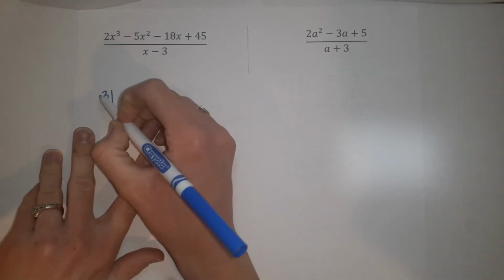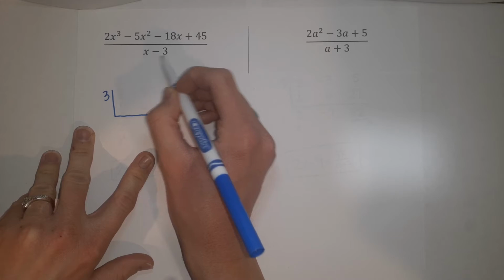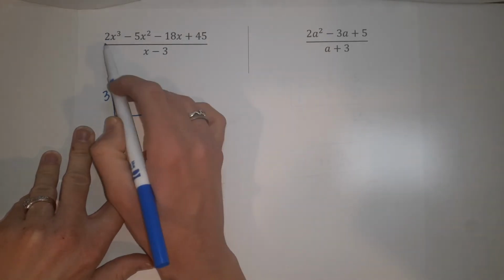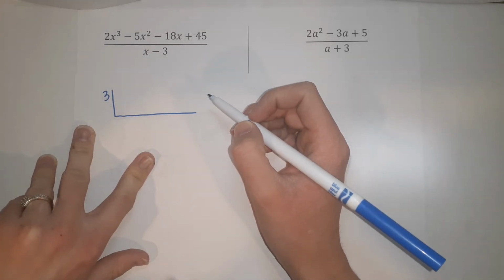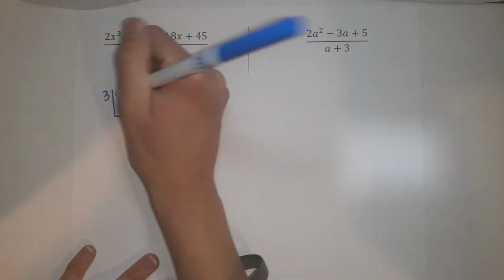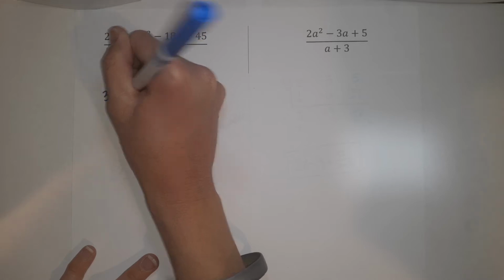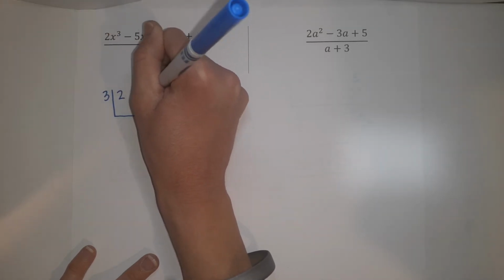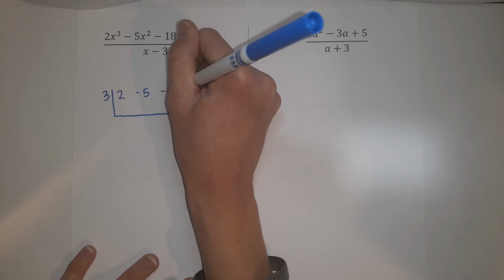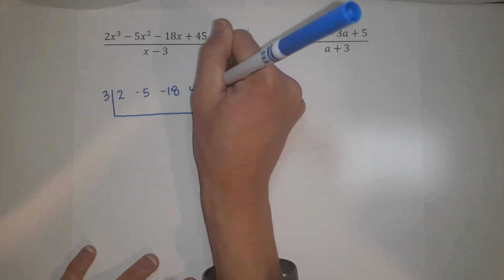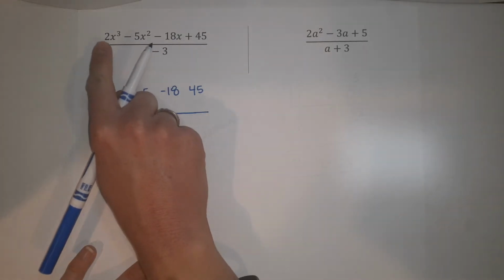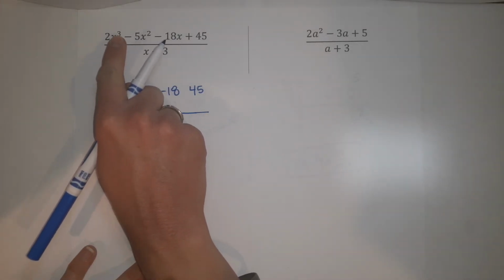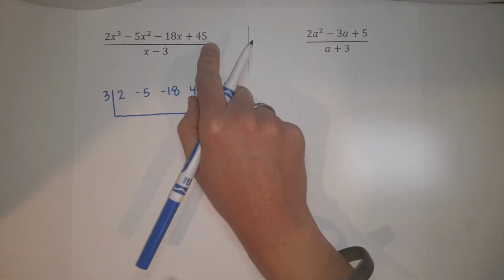So we have our number out here, opposite sign. Then we're going to take these numbers and put them across here without their variables. We're going to forget about those for 2 seconds. So I'm going to have 2, -5, -18, and 45. It's very important that these are in descending order so that it's the 3, 2, 1, and then none. So make sure they're in order.